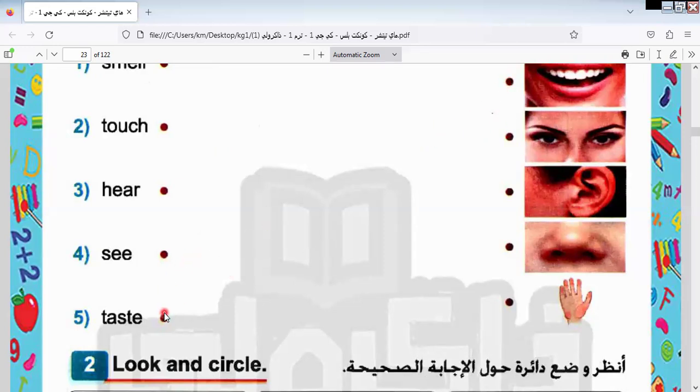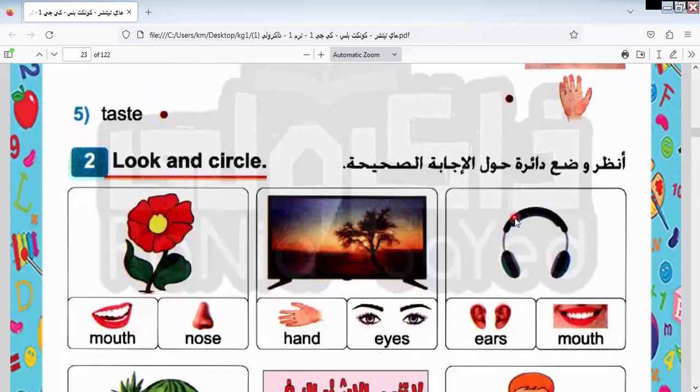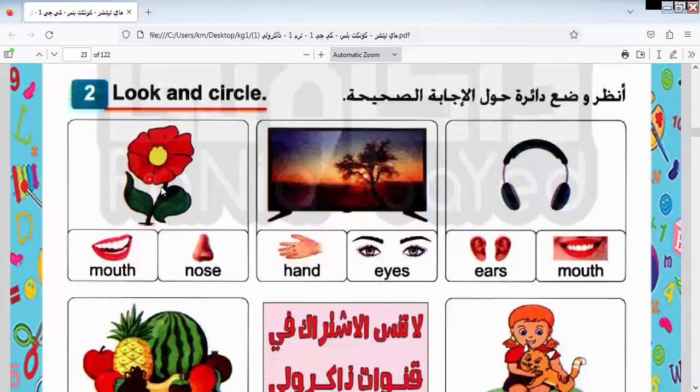Here we say mouth, but for taste we use tongue. But here we say mouth, so we take it as mouth. 5 by this picture. Here is a flower. What can I do? Can I touch the flower or smell the flower? No, I can smell the flower. So I select this one.